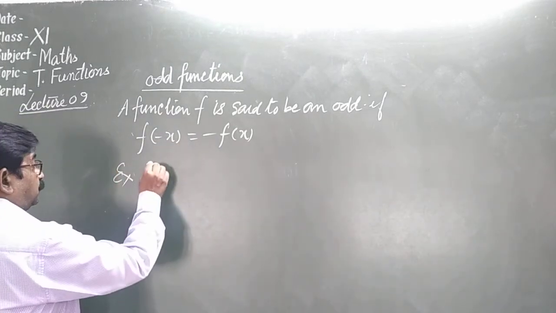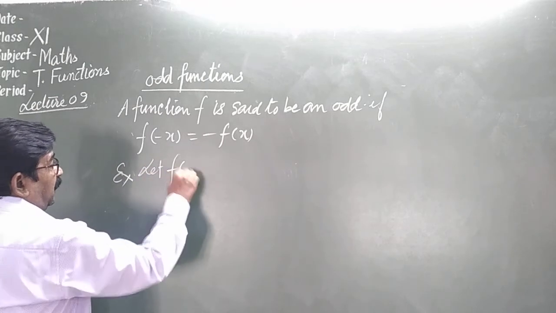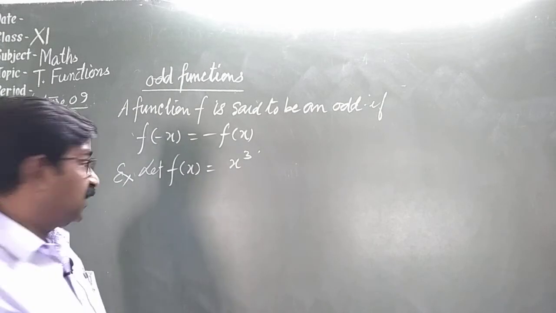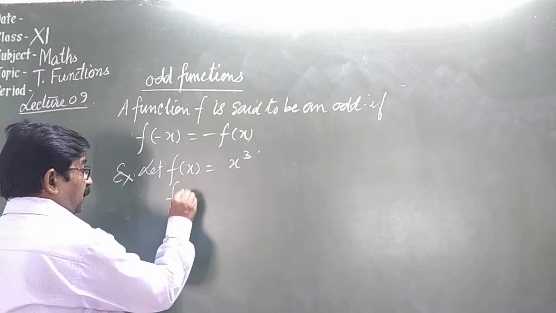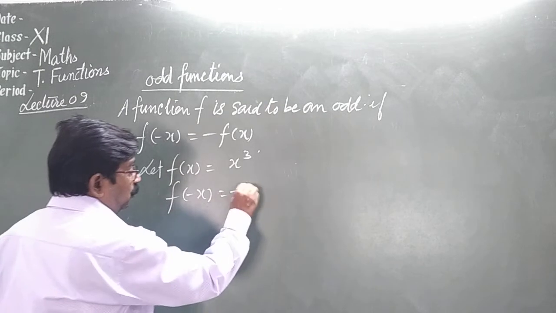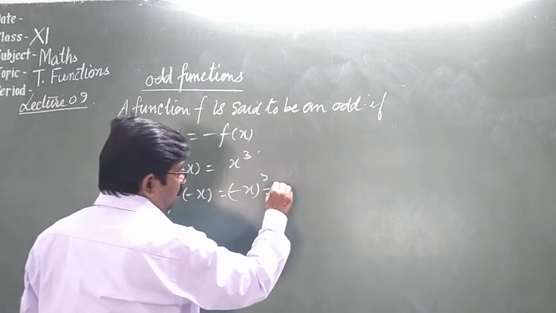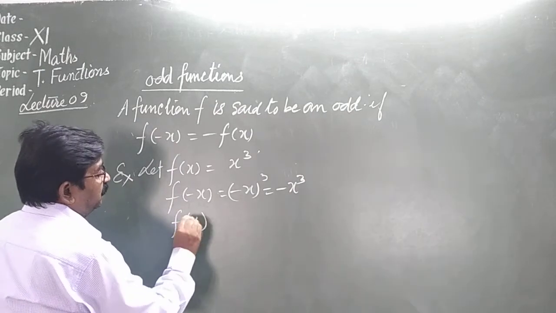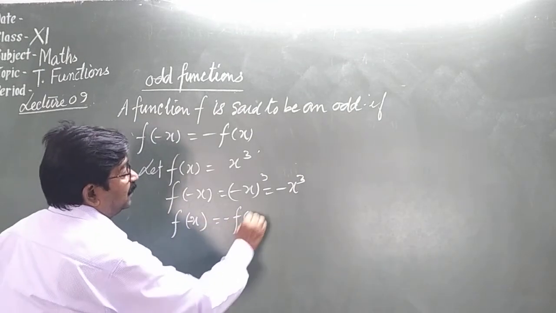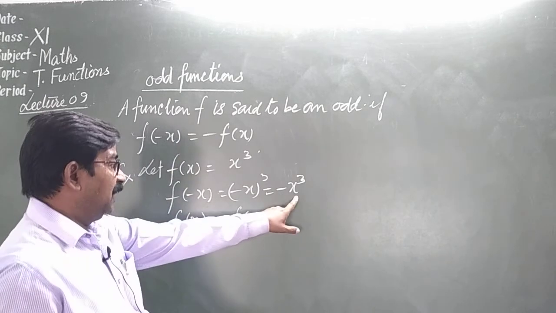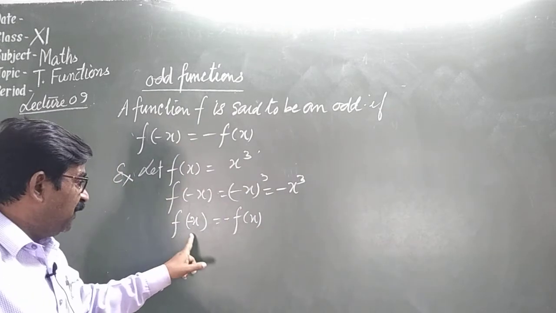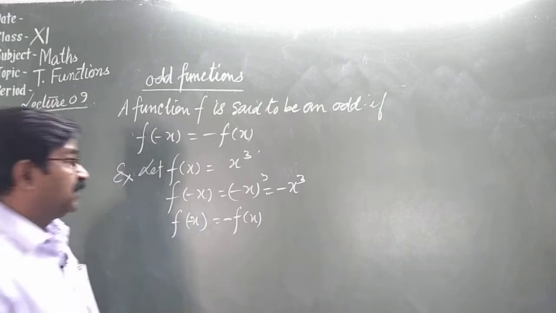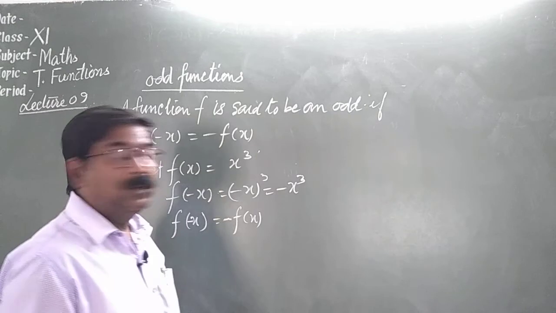Let f of x is equal to x cube. f of x is equal to x cube means f of minus x will be equal to minus x whole cube. This is minus x cube, means f of minus x will be equal to minus f of x. Minus is here and x cube is what? f of x. So when we take the value of x negative, it becomes negative, minus f of x. This kind of function is an odd function.